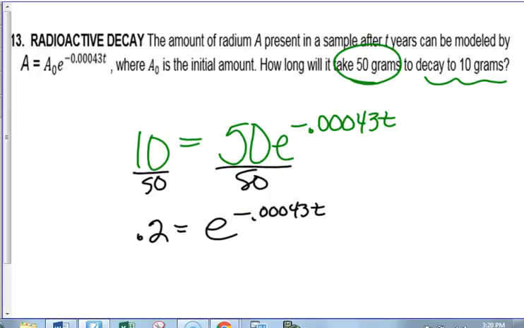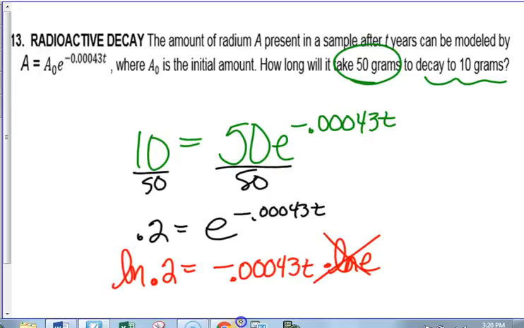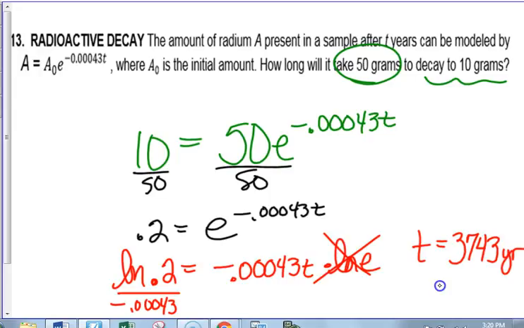Then what? Then you got to take the ln. ln of e is just 1. Divide by that crazy decimal. It's 3,000 something. About 43 years if we round to the nearest year. That's definitely not 6. Okay. So 3,000, almost 4,000 years to get it down from 50 grams to 10. Okay. No, not getting that? This is a hard question because it's so easy to lose a 0 or not put a decimal in front of the 2 or do something crazy when you're typing. Did you get it now?